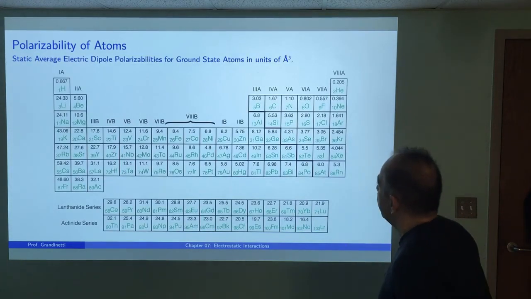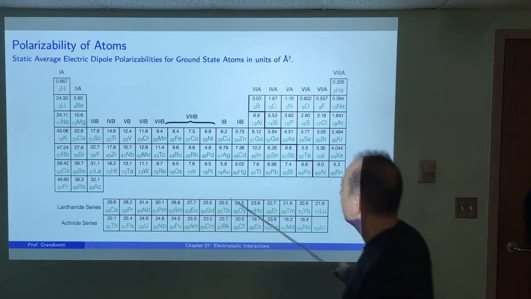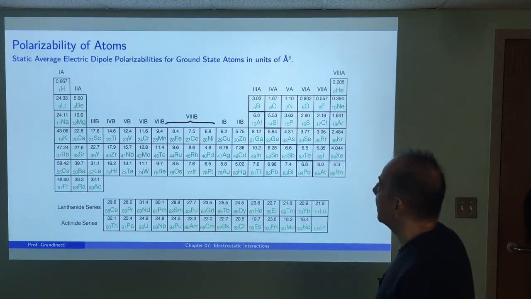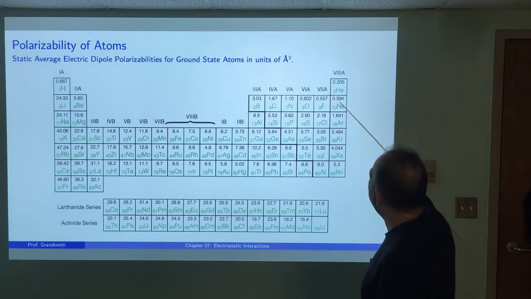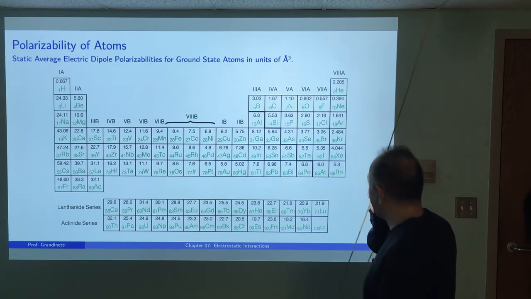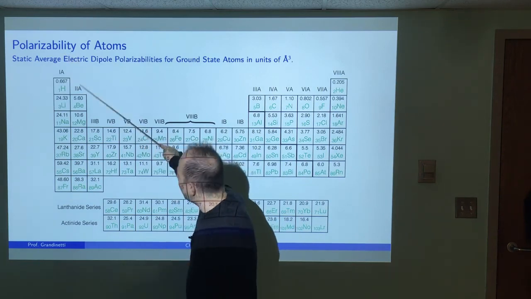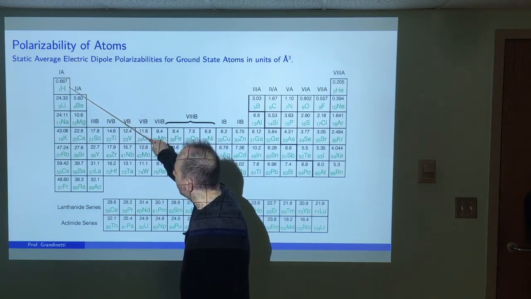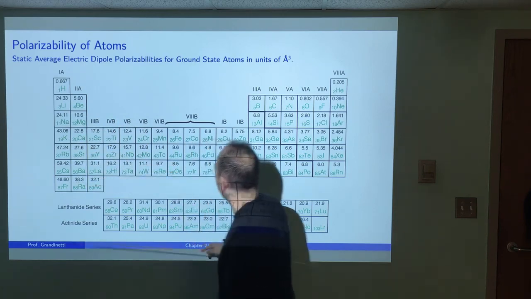So here's a periodic table of atomic polarizabilities. These are the average electric dipole polarizabilities for the ground states, and these are in units of cubic angstroms. So instead of masses of the elements, I placed in this table the polarizability in units of cubic angstroms. And you can see, as you might expect, for hydrogen, a very small atom, it doesn't have a very high polarizability, but as you go down the periodic table, you see that they become more and more polarizable.